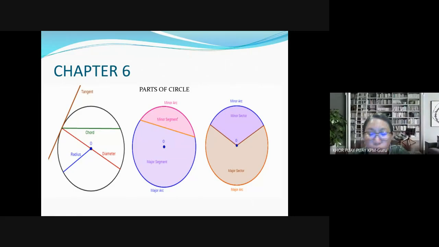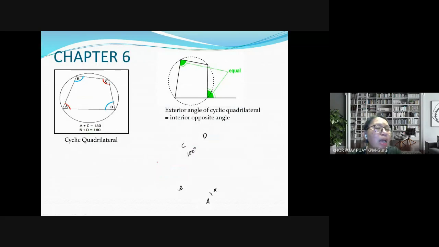Then the question asks what? Then only you know, oh, the sector is this part here. The arc is the line outside along the circumference here. Radius is from the center to the circumference. This is the radius. Diameter is from one side through the center to the other side. This is your diameter. So all these terms are very important so that you understand the question and what they want, especially to calculate lengths and so on.